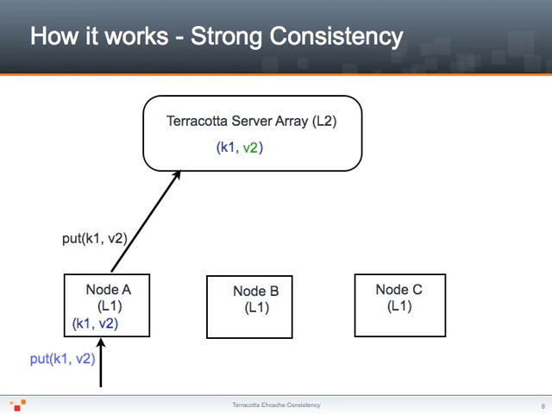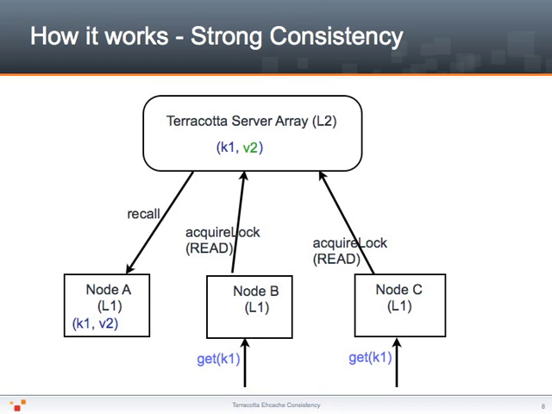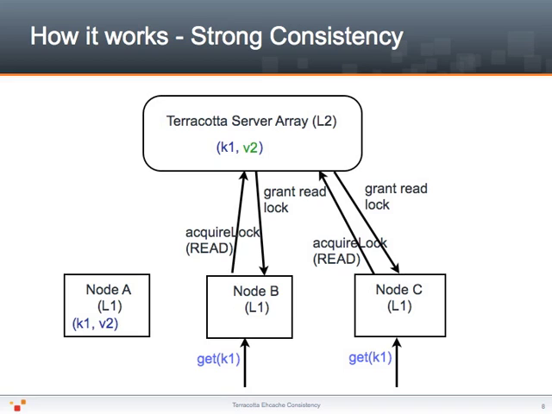Node A is also going to update its local cache to K1 V2. Now let's say nodes B and C do a get for the same key K1. As it's a read operation, it's going to ask the L2 for a read lock for the same key K1 again. The L2 is then going to recall the write lock granted to node A. But since the recall is happening because of a read level lock request, node A is not going to clear its local cache. The L2 is then going to grant a read lock to both nodes B and C.